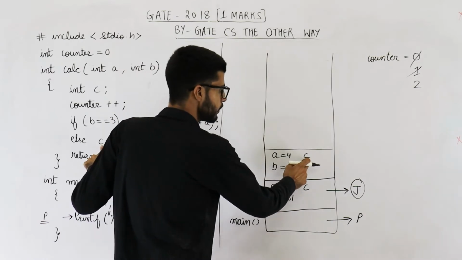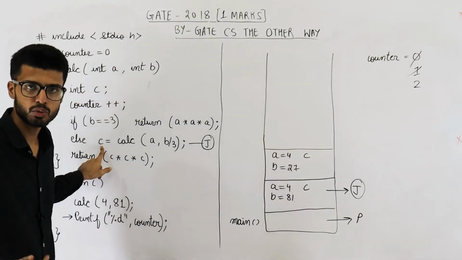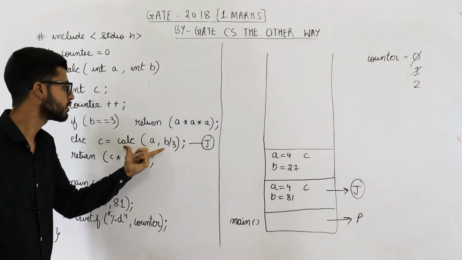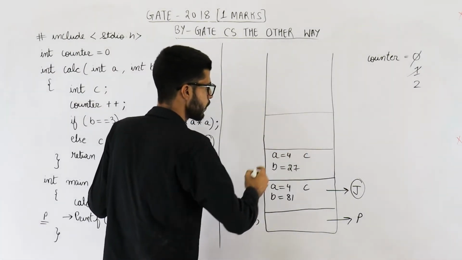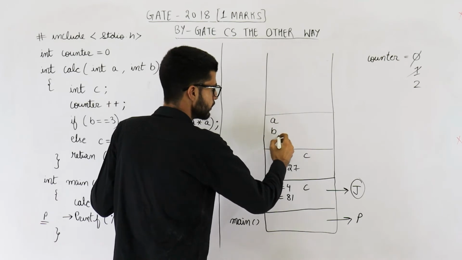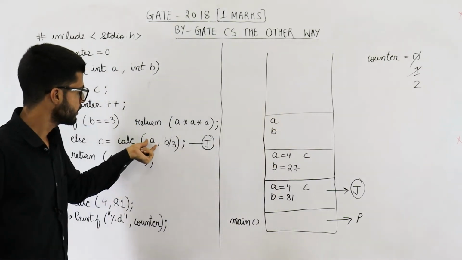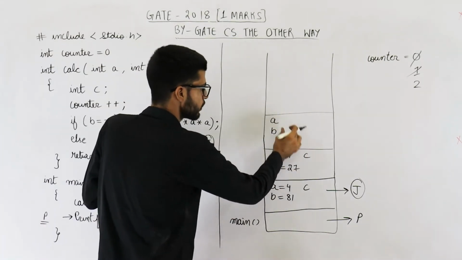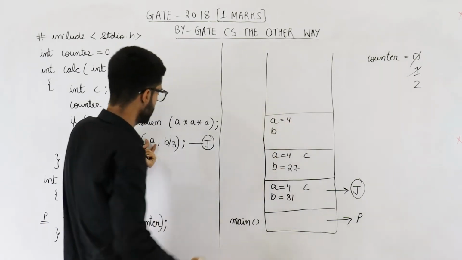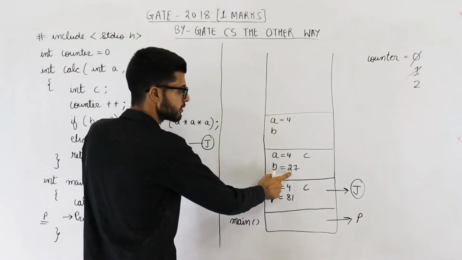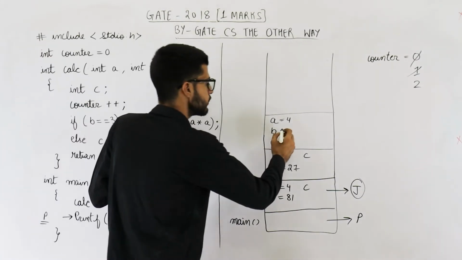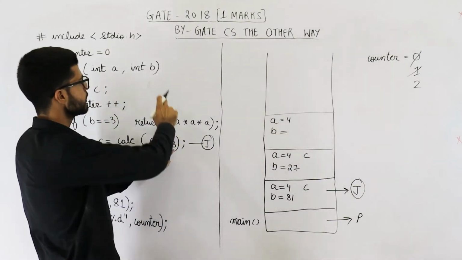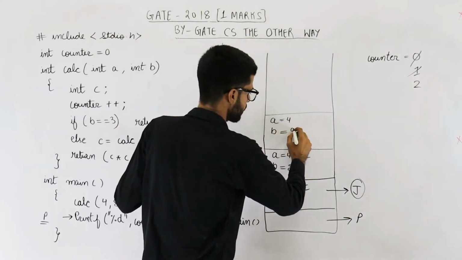In else block, you are trying to assign some value to C. Which value is assigned? Whatever is returned by this function. Again, you are calling a function. This means an activation record will be pushed. Like this. You are passing A, so value of A is 4. 4 is passed as it is. And B by 3. Now B is 27. 27 divided by 3 will be passed. That means you are passing 9 to this variable B, like this.